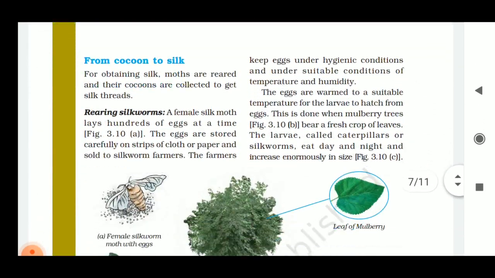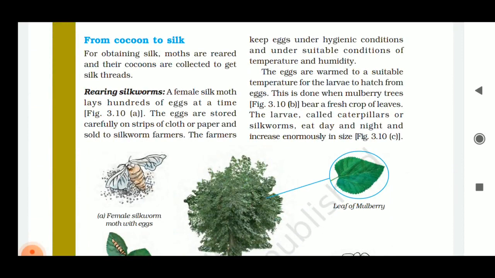Now we shall see how silk is made from cocoons. For obtaining silk, moths are reared and their cocoons are collected to get silk threads. The first step is rearing silkworms. A female silk moth lays hundreds of eggs at a time. Then the eggs are stored carefully on strips of cloth or paper and sold to silkworm farmers.